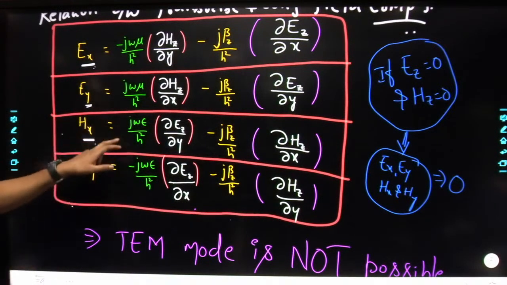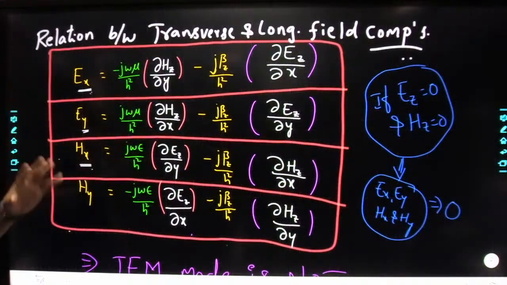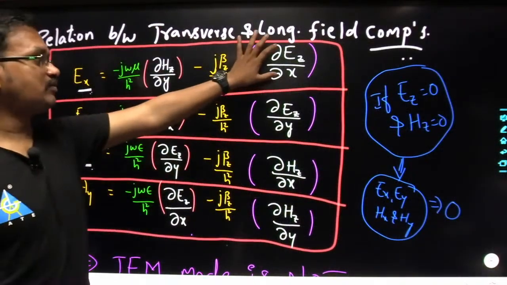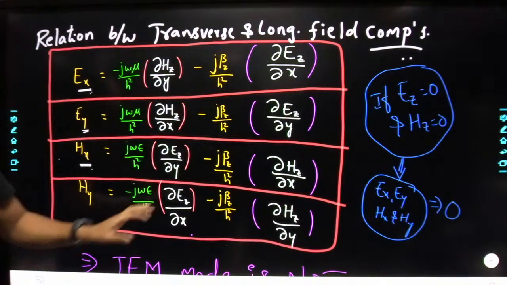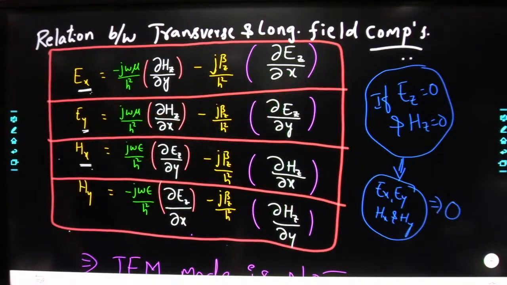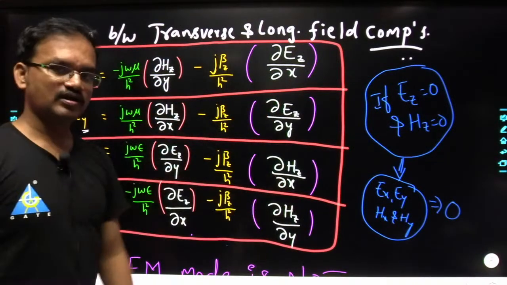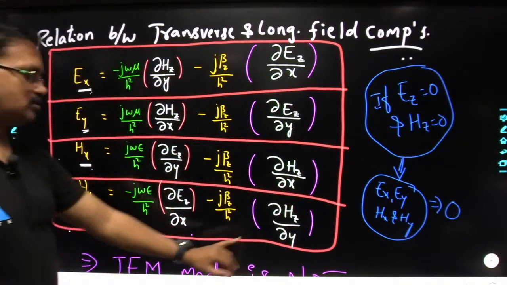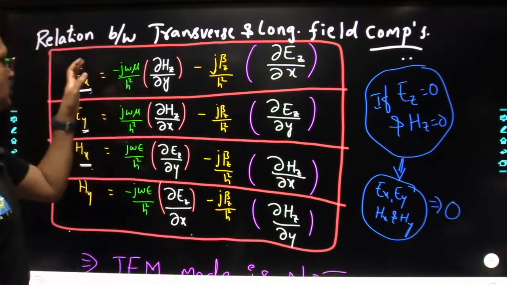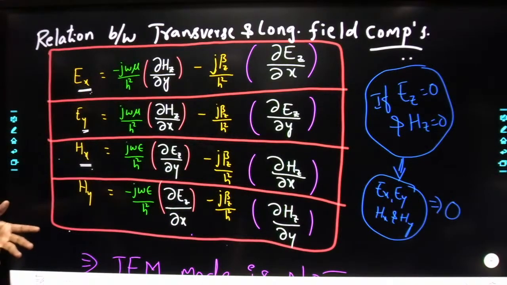For TE mode, what will happen? Ez will become equal to 0. That means this term will be 0, this term will exist. This term will be 0, this term will exist. This term will be 0, this term will exist. So overall all the field components are going to exist.